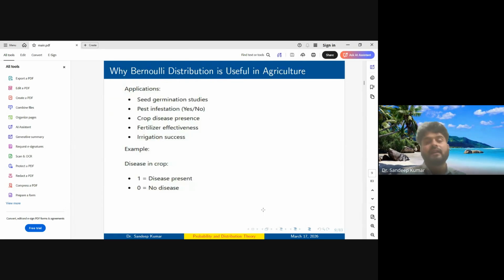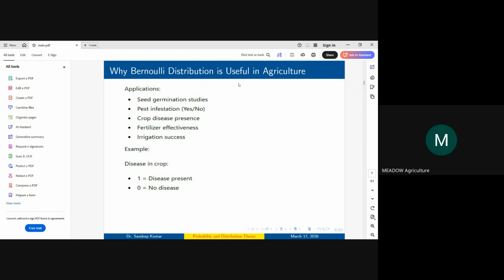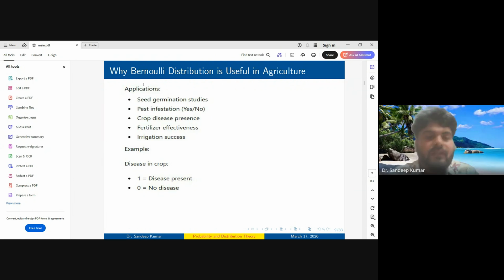And now, through the R software, is the R software visible or not? Hello, participants, is my voice coming through? Yes, sir. Audible, sir.